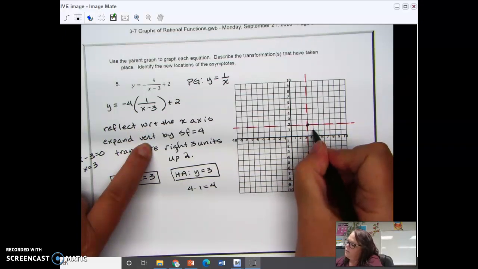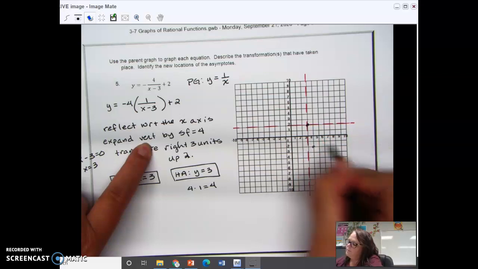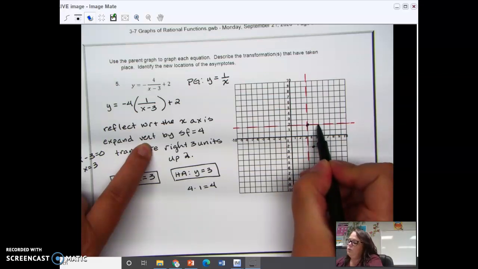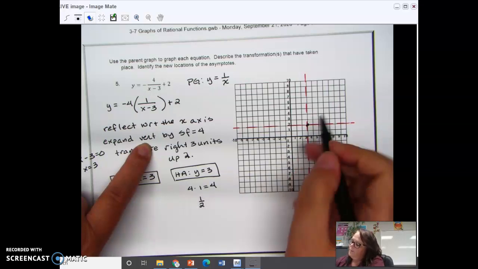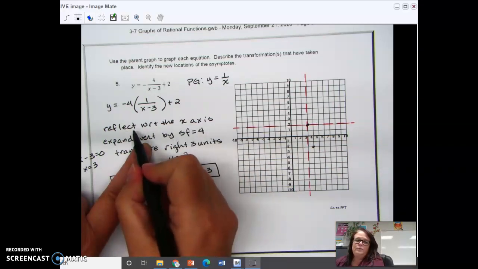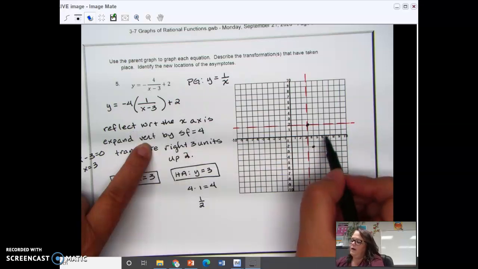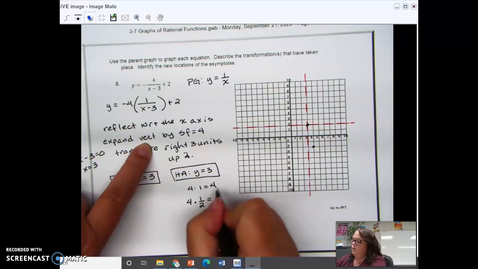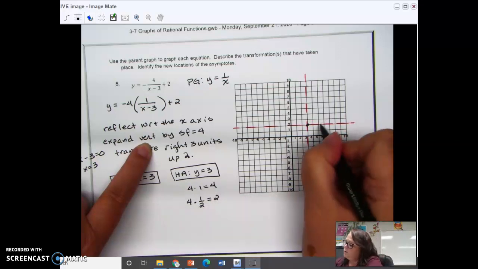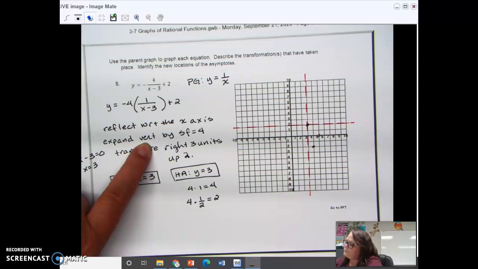So from here, I'm going to go down 1, 2, 3, 4. And then to the right 2, the reciprocal of 2 would have been 1/2. But this says reflect it with respect to the x-axis. So instead of going up, I'm going to go down, and I'm going to go down 4 times as fast. So half of 4 gives me 2. So I'm going to go down 2.